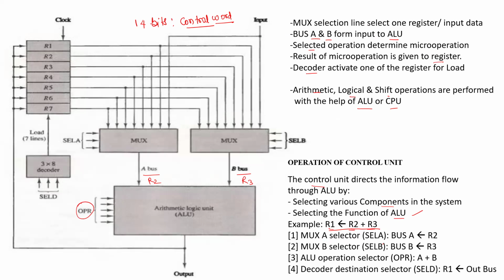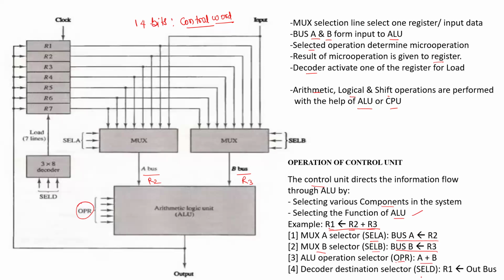Multiplexer A will be selected by selection A. So here R2 contents will be transferred to bus A. In mux B, selection B, R3 will be transferred to bus B. Now bus A and B hold the contents of the augend and addend. And finally, this operation takes place in the ALU with the help of A plus B.